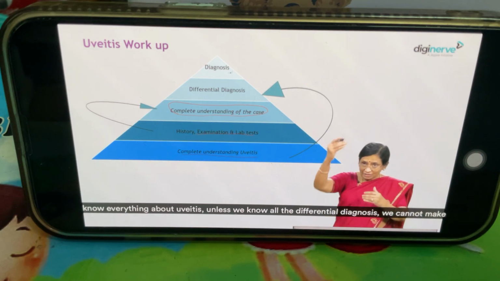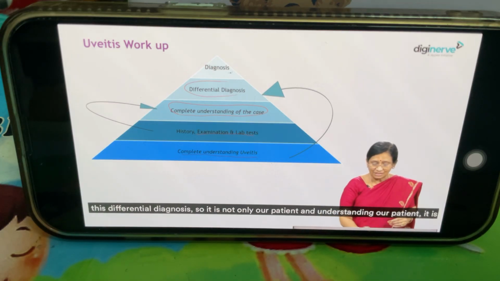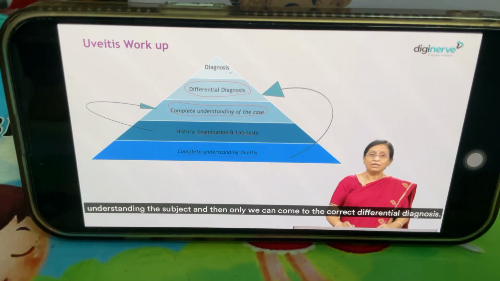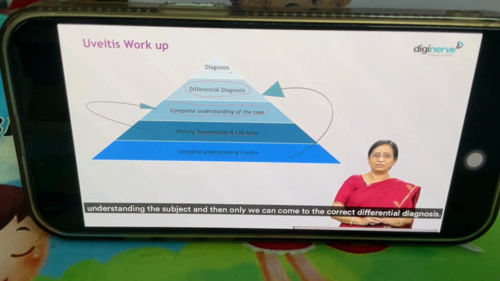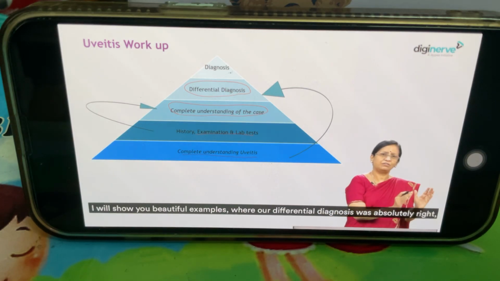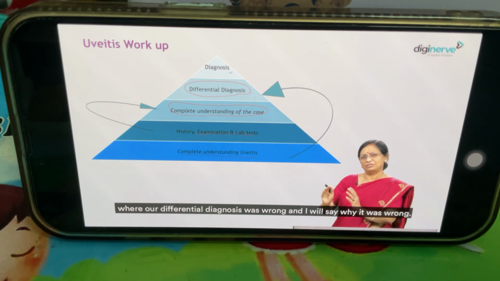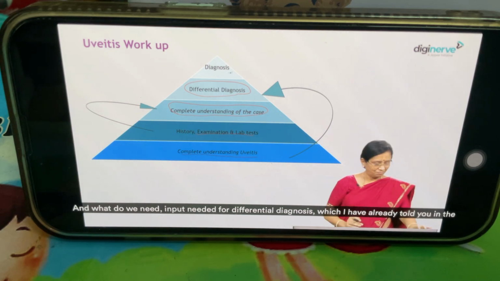Unless we know all the differential diagnoses, we cannot make this differential diagnosis. So it is not only understanding our patient, it is understanding the subject, and then only we can come to the correct differential diagnosis. I will show you beautiful examples where our differential diagnosis was absolutely right, and where it was wrong. And I will say why it was wrong.